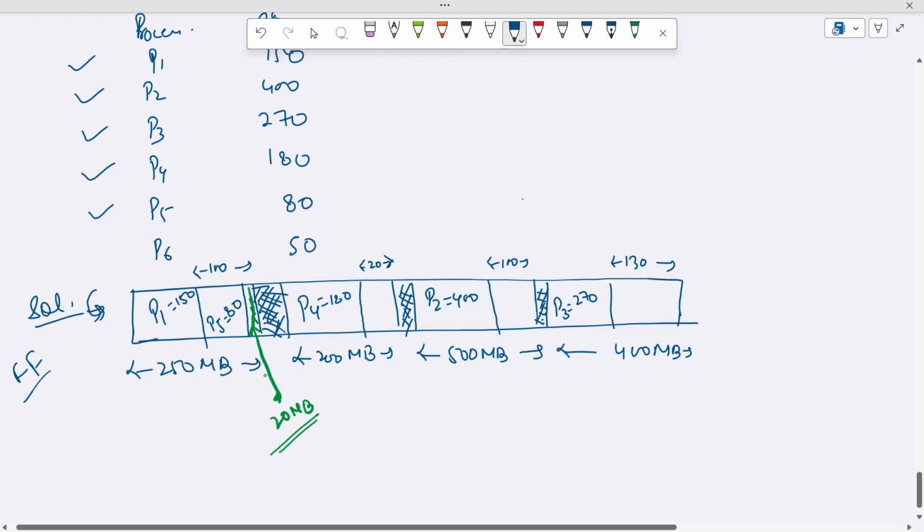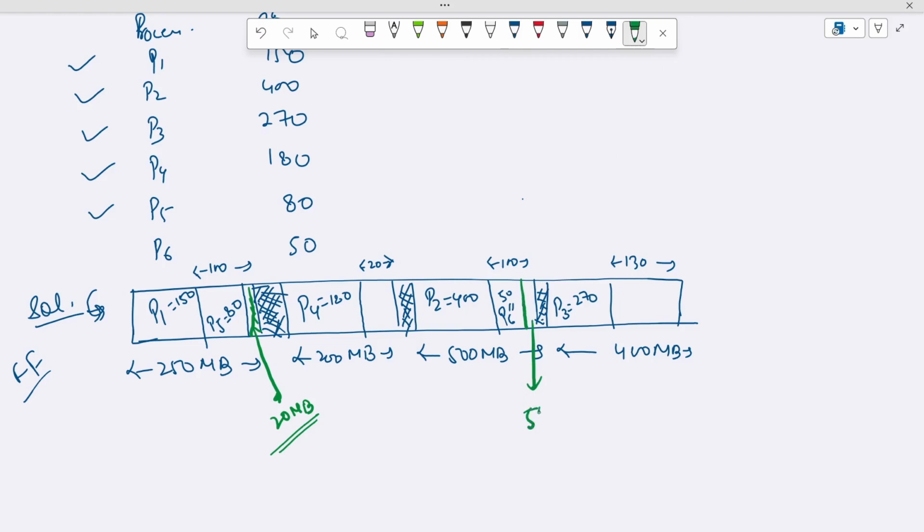P6. 20 MB of space left, we cannot put it here. And the second block, we have 20 MB left, we cannot put P6 in this block as well. And the third block, we have 100 MB of space and P6 needs 50. So definitely P6 gets this space. So P6 needs 50 MB and we have that space. So we filled this with P6. Now the space left is 50 MB. And we completed all the processes.